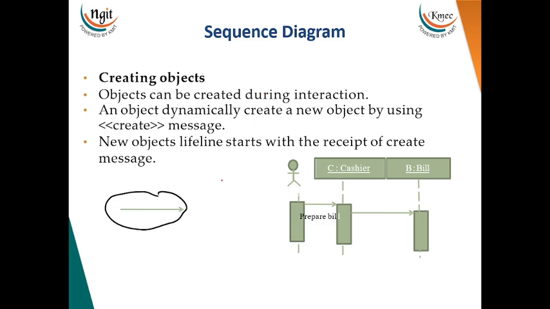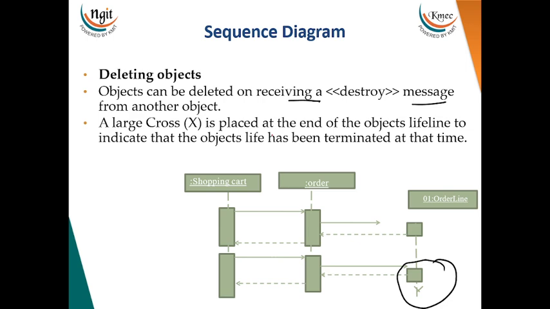Creating an object is represented with the help of this. Once this arrow is created, it is going to the new one. It is creating a new object, and it is represented by this symbol. The new object's lifeline starts when it receives the create message. When the create message is received, you prepare a bill and based on that it is added. Then deleting a message, as I told you, is shown with arrow marks. When you don't want it, you destroy or delete the message.